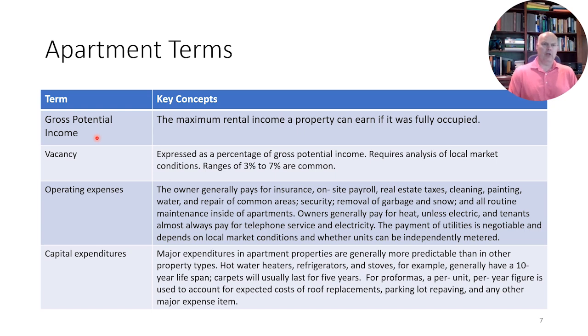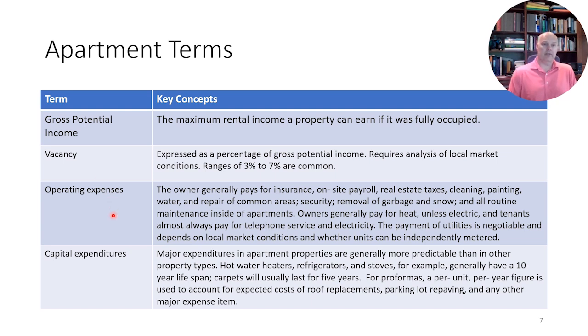From GPR or GPI, we're going to subtract out vacancy. Vacancy is usually expressed as a percentage of gross potential income and requires analysis of the local market conditions. Ranges for this property type are usually within the 3 to 7% range.